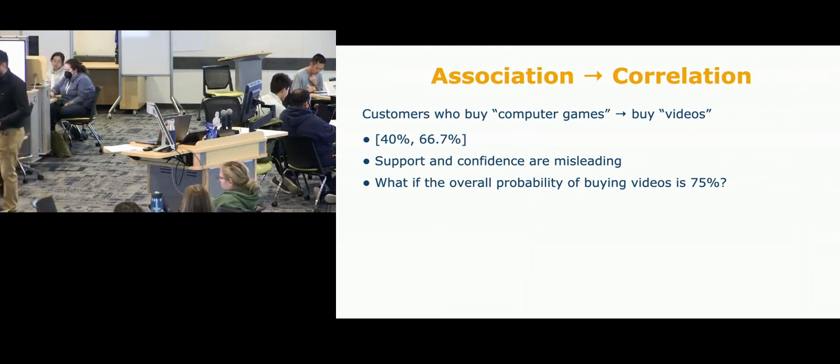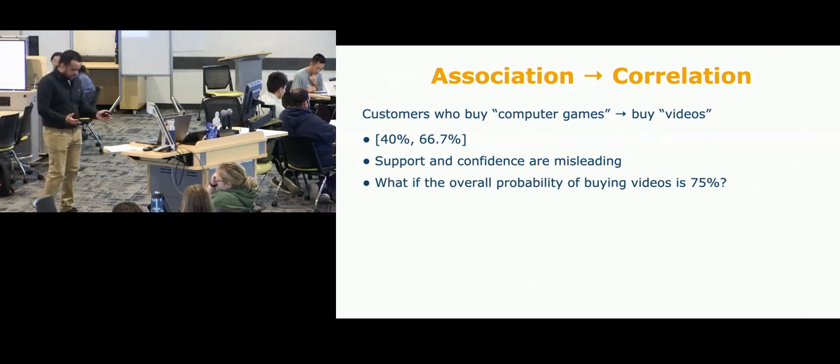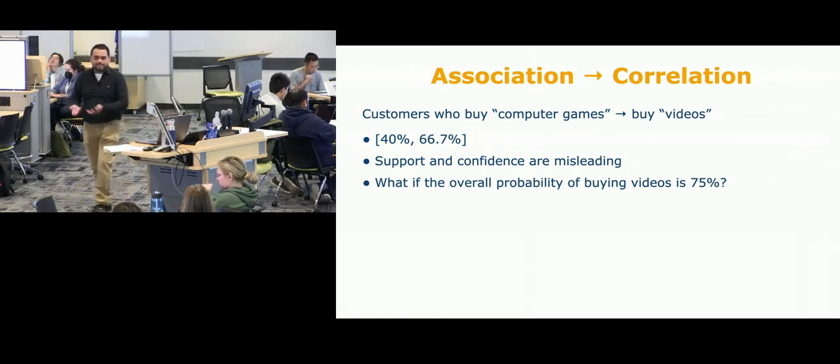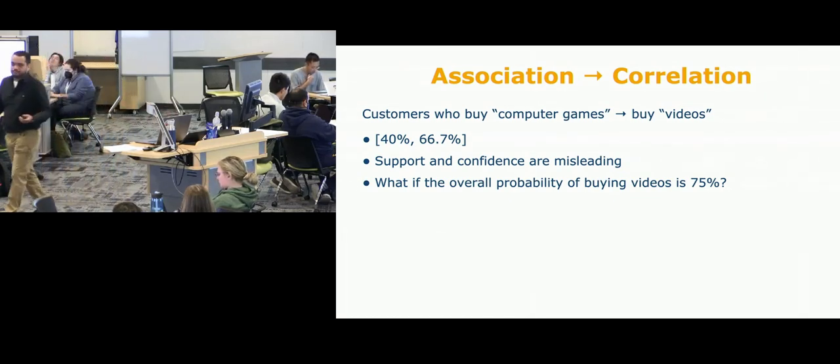So what if the probability of buying videos is 75%, right? So any person who goes to that video store, let's say Best Buy, 75% of them buy videos. And here we are saying people who buy computer games also buy videos, 66.7% of them, to be more precise. We think, wow, it's a high number, but it might not be, right? Because 3/4 of the people, 75% of people, buy videos regardless of whether they buy computer games or not, okay?